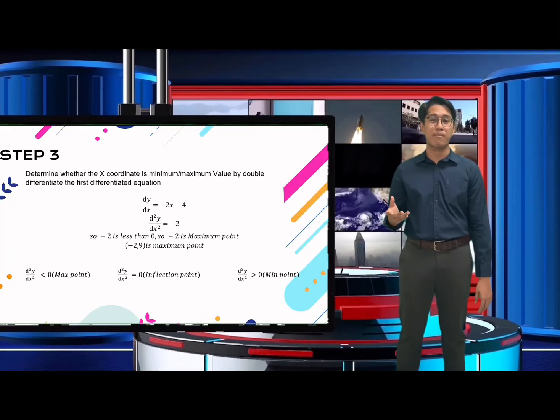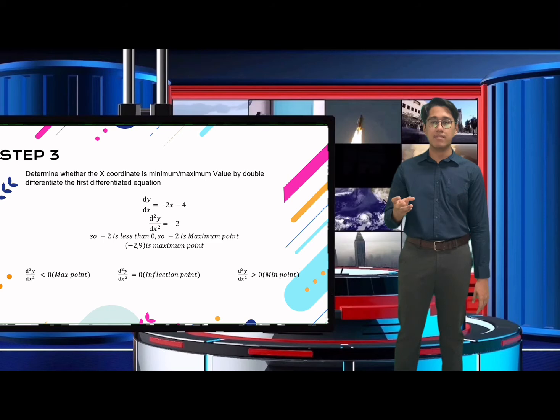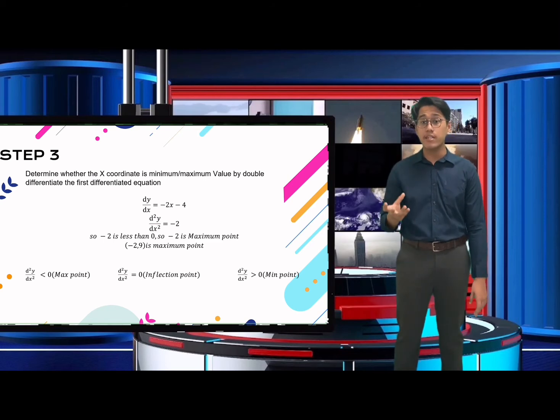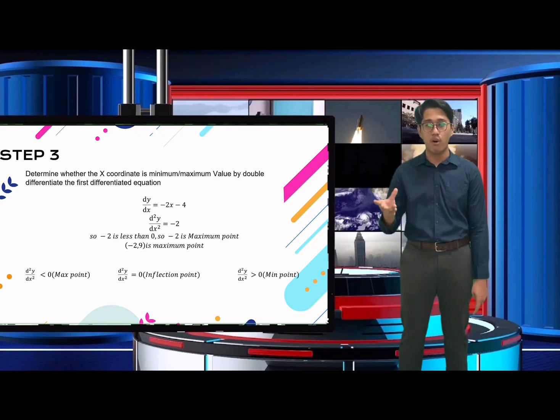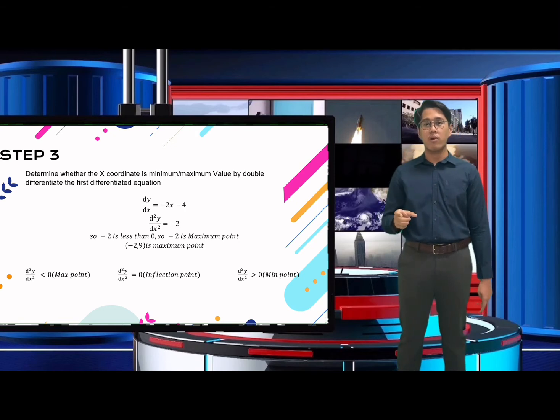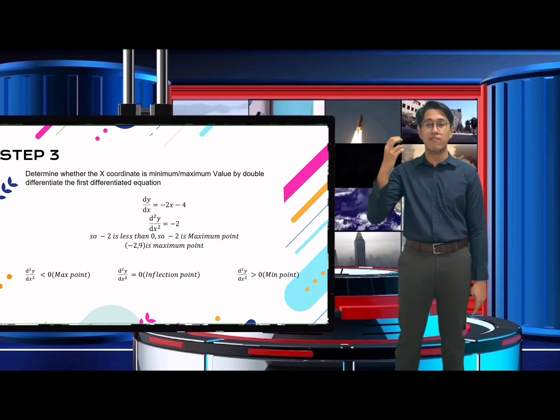Next, we move to the third step. How to determine whether the point we already get is a minimum point or maximum point for this equation. We determine this by double differentiating the first differentiated equation. The first differentiated equation is dy over dx equals negative 2x minus 4. We differentiate negative 2x minus 4 and we get negative 2. Why negative 2? Negative 2x, when we differentiate it, gives negative 2, and negative 4, when differentiated, gives 0. So the final answer is negative 2.